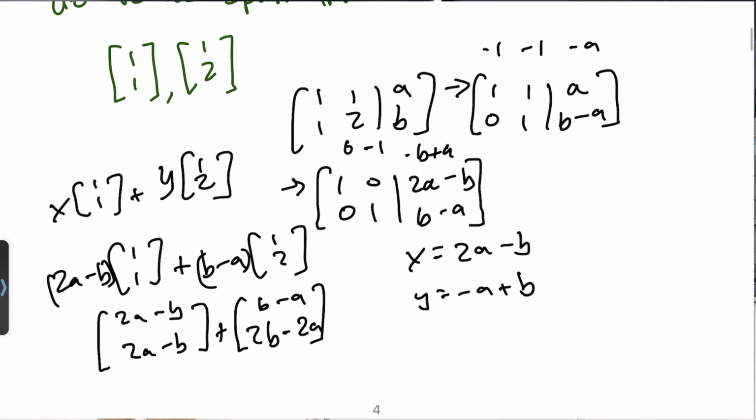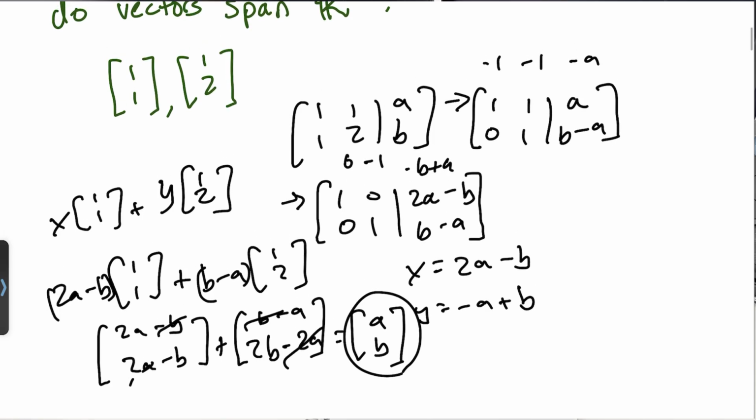Just multiplying it out, we get this. And when we add these together, we'll notice this b is going to go away. -a plus 2a is going to be just a. And then here, 2a minus 2a, that's gone. -b plus 2b is b, and we once again get a and b. So these vectors do span R2, and that is how you prove it.